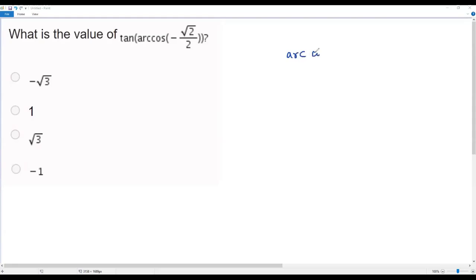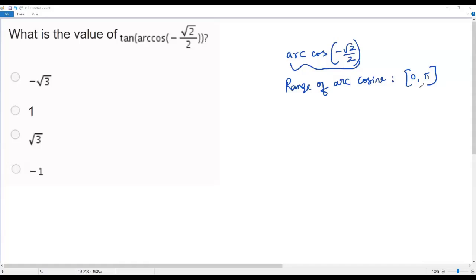So arccosine of negative square root of 2 over 2. Okay, before we find the value of this one, first we need to be aware of the range of arccosine. Now let me write the range of arccosine. So the range of arccosine is 0 to pi. So the angle measure we get for this arccosine must be in this interval. It can be an angle from 0 to pi. Actually, this range covers the first quadrant and the second quadrant.